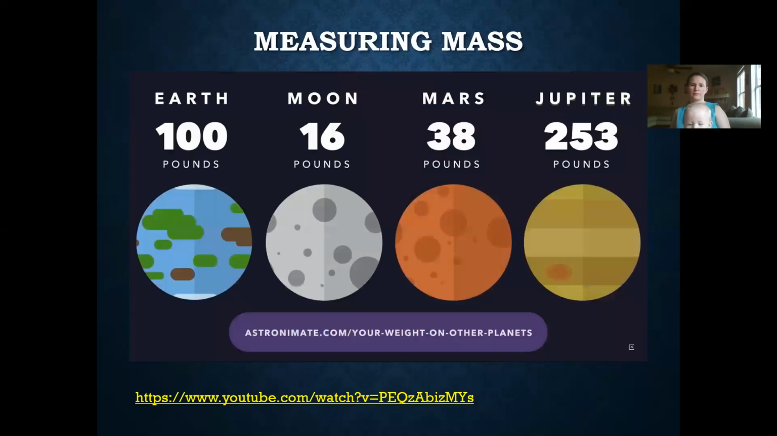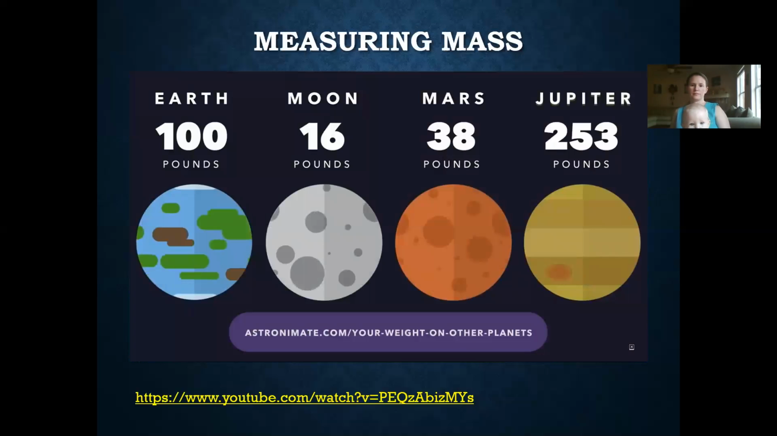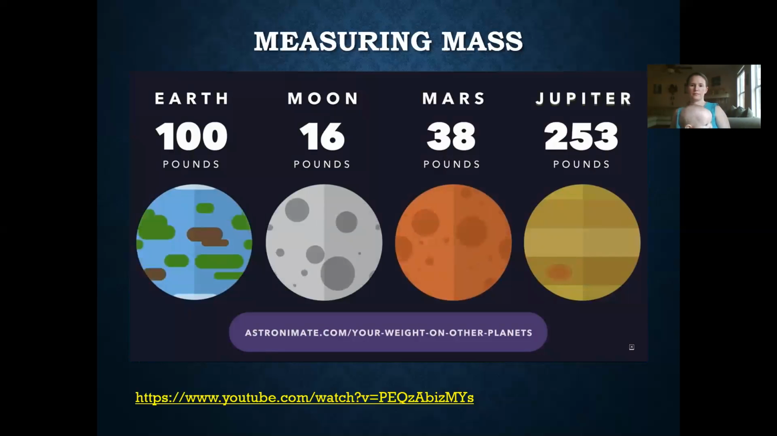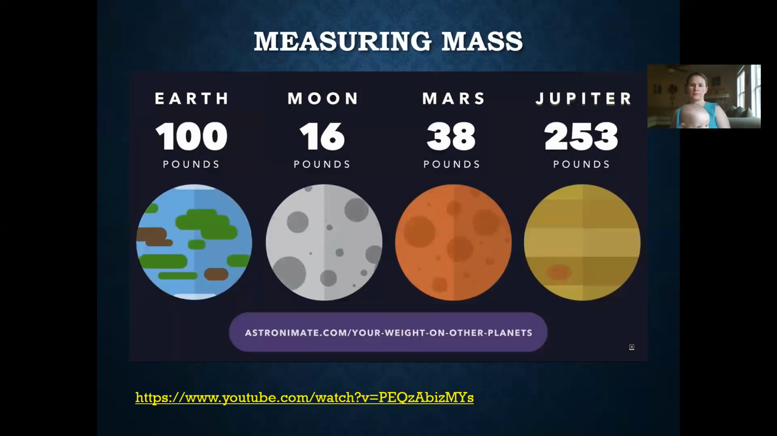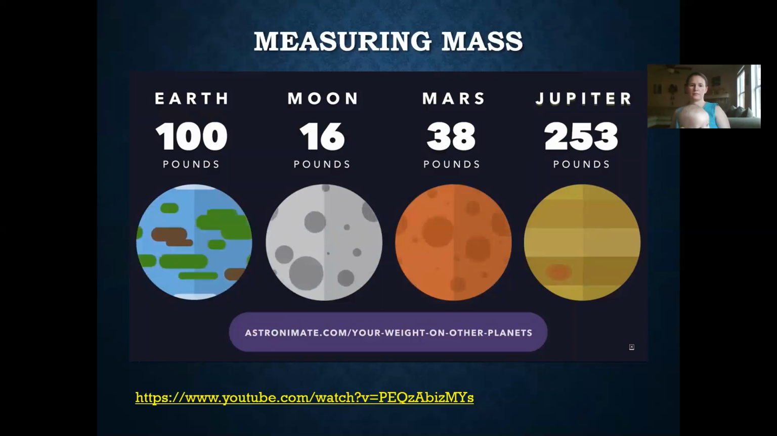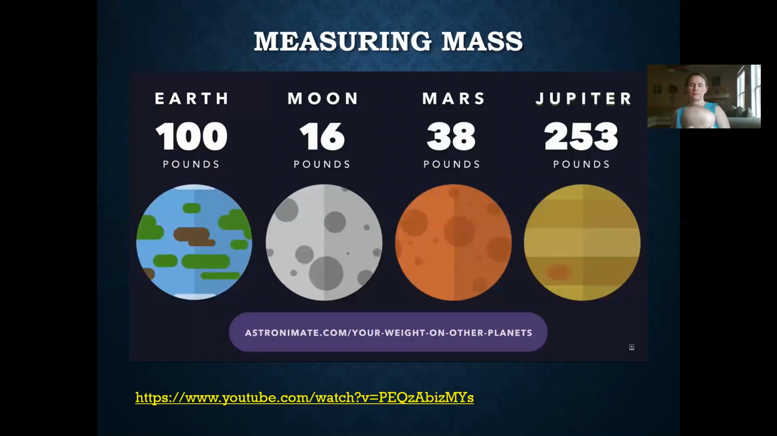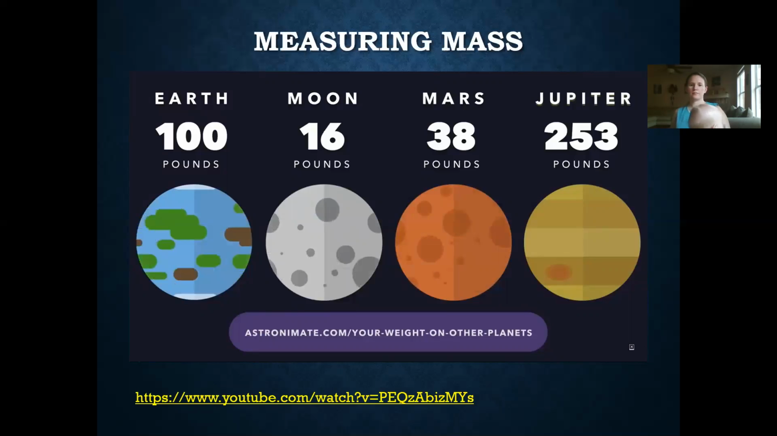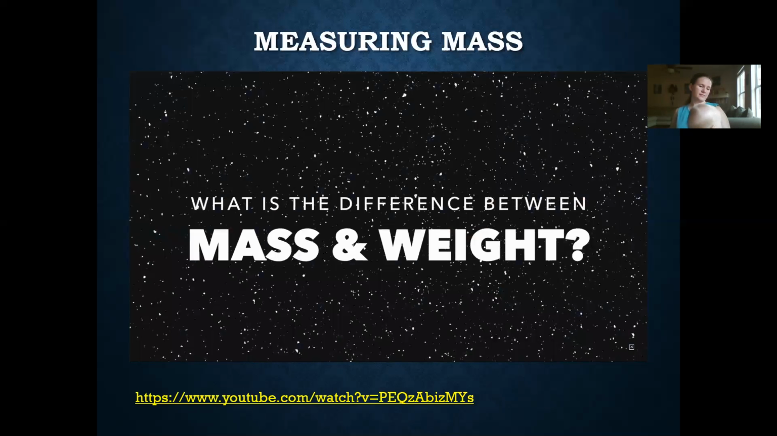When you visit other planets, you're always made of the same amount of stuff. Your mass never changes, but every planet you visit has different gravity, so your weight changes. You can check what your weight would be on other planets at astronomate.com. So what is the difference between mass and weight?